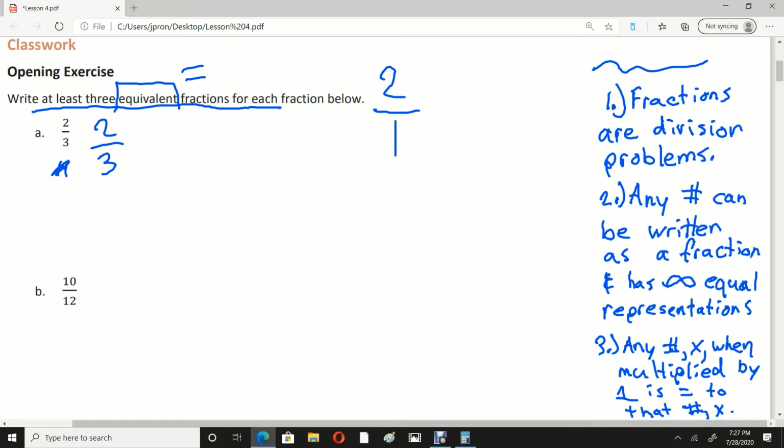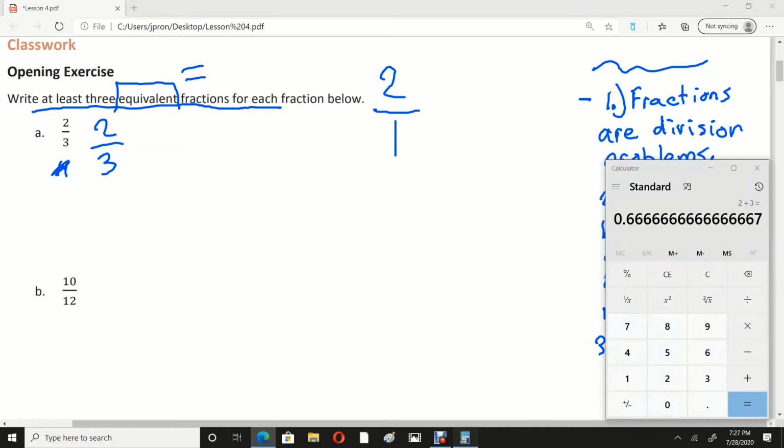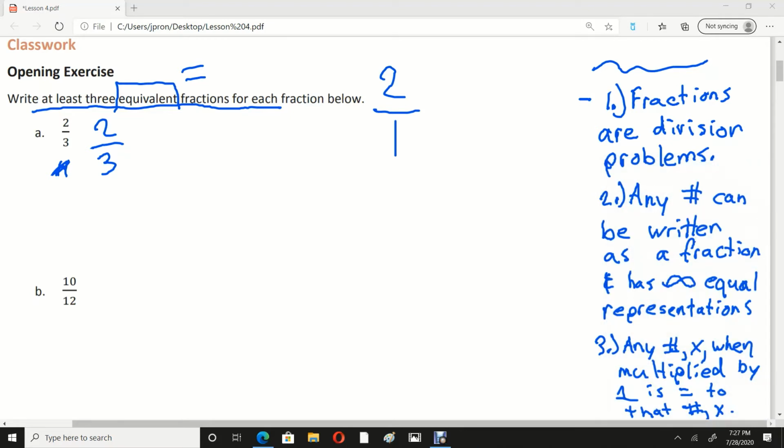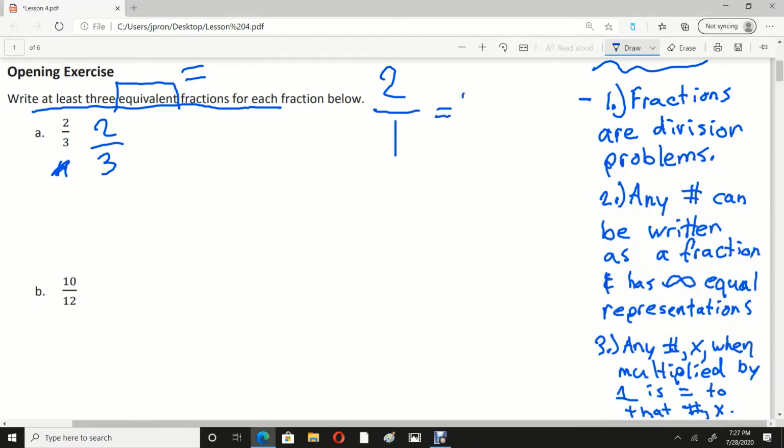Any number over 1 is just equal to that number, right? Because again, we go back to the first key idea here. Fractions are just division problems. So let's put this into our calculator again. We have 2 divided by 1 is just equal to 2, right? So that's just to say that 2/1 is equal to 2. Cool. All right, so any number can be written as a fraction, and it has an infinite number of equal representations.